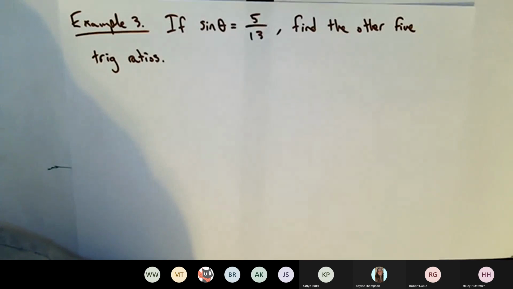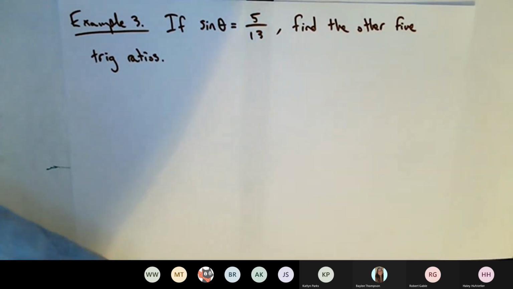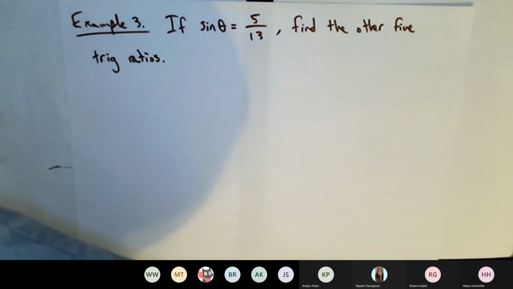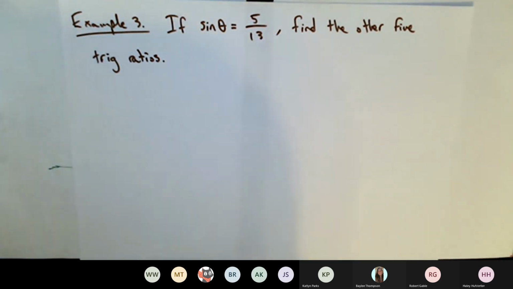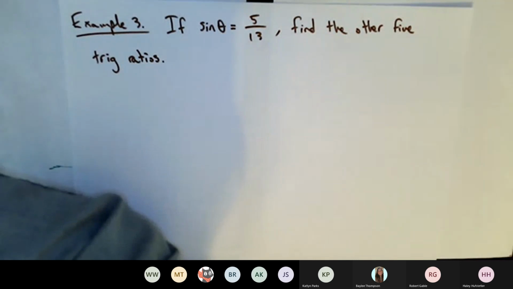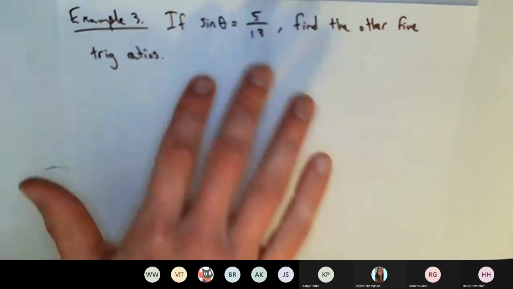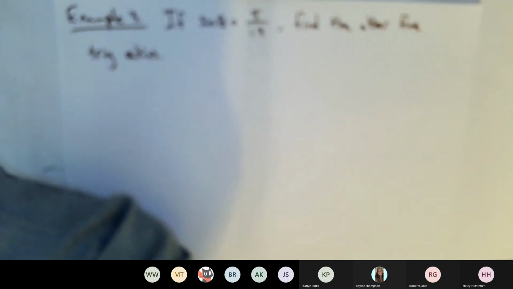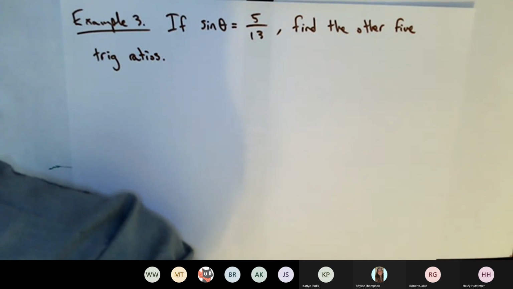Sorry, 1 second. I want to look at the homework for this section and identify a particular type of problem here. So we're based off of one trig function, and we want to find the other five. Let me see. Sorry.